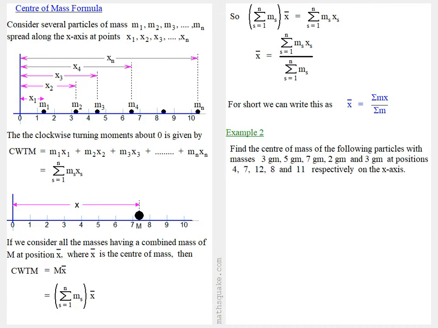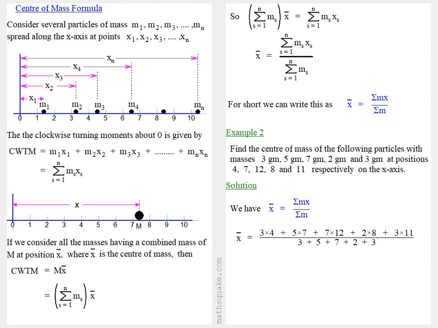Let's have a look at an example. Example 2. Find the centre of mass of the following particles with masses 3 grams, 5 grams, 7 grams, 2 grams and 3 grams at positions 4, 7, 12, 8 and 11 respectively on the x-axis. Well, to solve this we have x bar, where x bar is the coordinate of the centre of mass, equals the sum of the mx's over the sum of the m's.